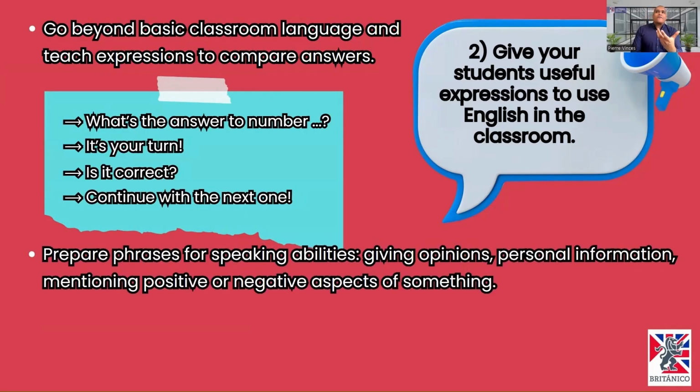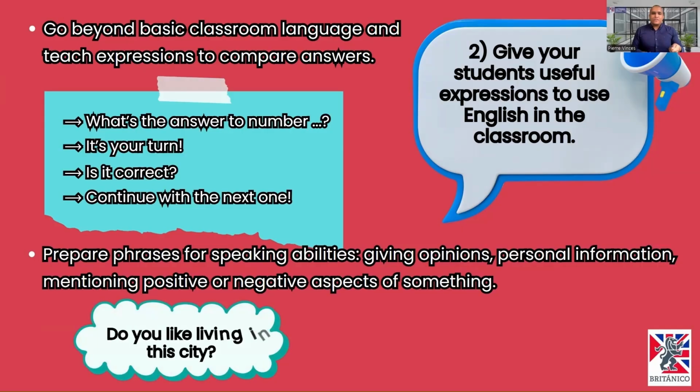Then when they have to discuss and give personal information, for example, or talk about the things they like or dislike, we need to give them expressions and model them. Let's imagine they have to discuss this question. Do you like living in this city? If you give them time to think and answer, probably they will say, yes, I like it. No extra information. Or no, I don't like it.